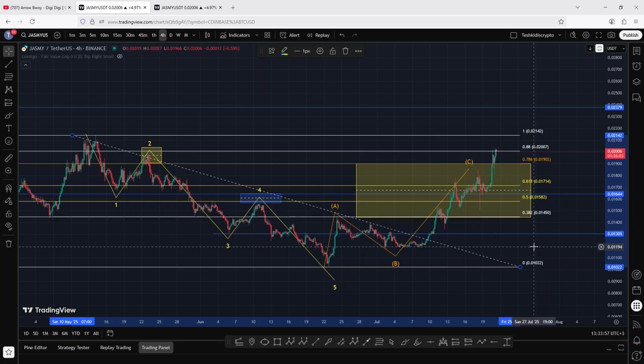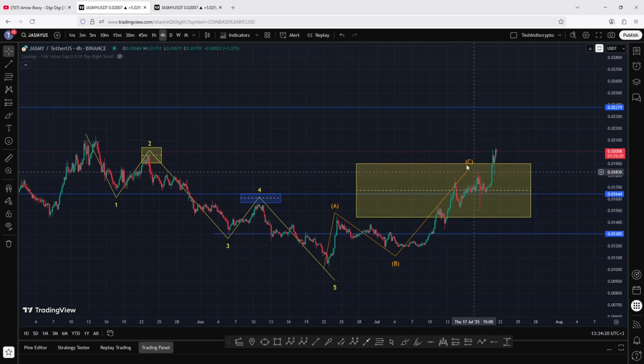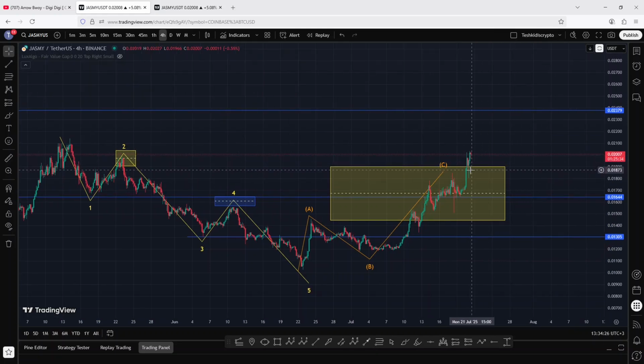And on my previous videos, I have been saying that we need to see Jasmy breaking out of the area between the fib level 0.786 and the 0.382 for us to continue expecting higher prices. Because if by any chance we get rejected within this area, then we can only term that bounce over here as an ABC corrective structure. But since we are now breaking out of the yellow key area of resistance, then that is a clear indication that a more bullish case scenario is unfolding over here, and we can continue pushing higher to our next key area of resistance on the 0.02379 in the next coming hours.